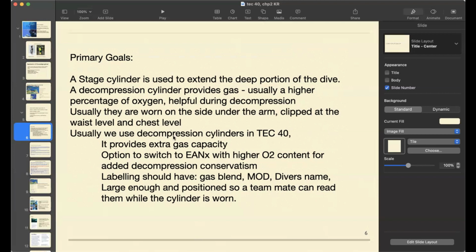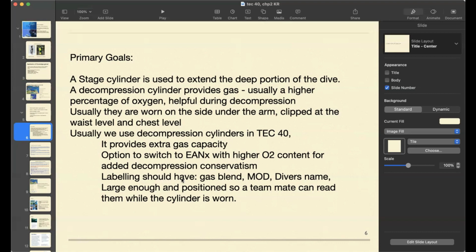Usually we use decompression cylinders in Tech 40, and not staging, because in Tech 40 we have only 2 cylinders plus 1 as a nitrox tank. Usually it provides extra gas capacity, and the option to switch to EAN with higher oxygen content for added decompression conservatism.